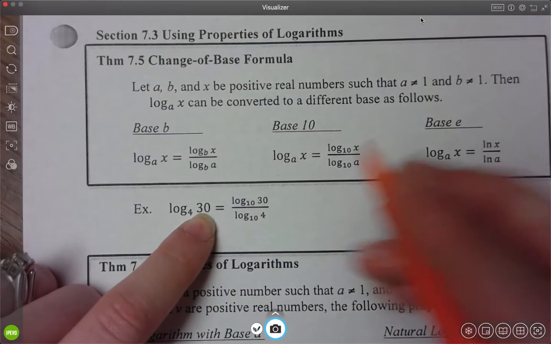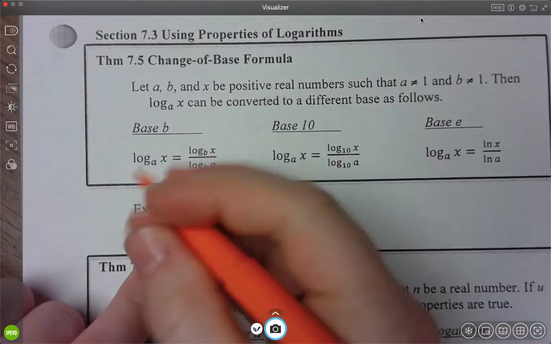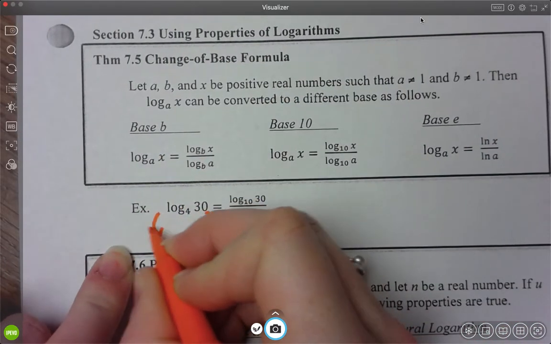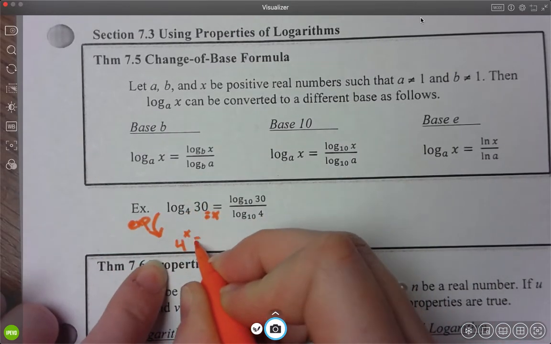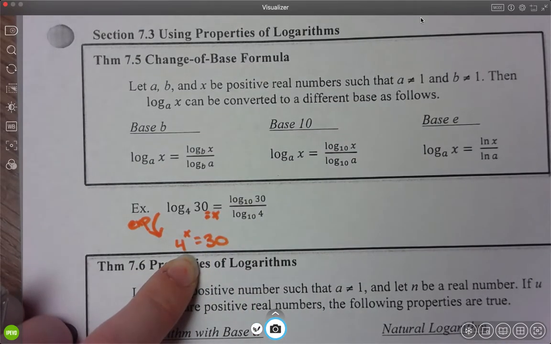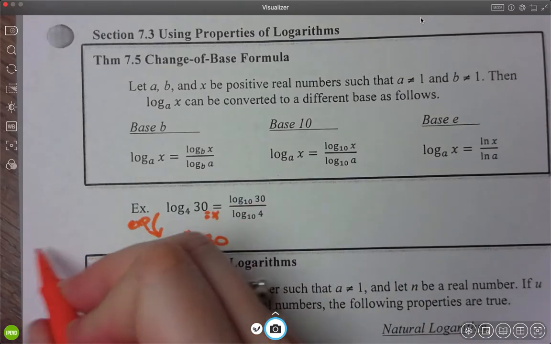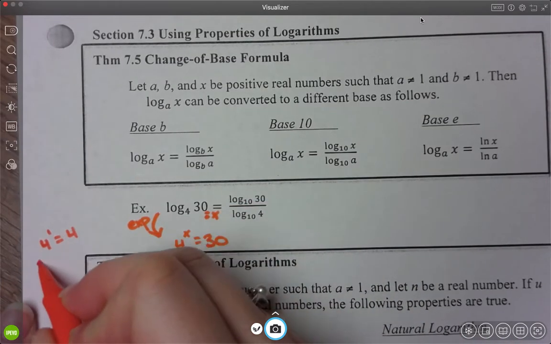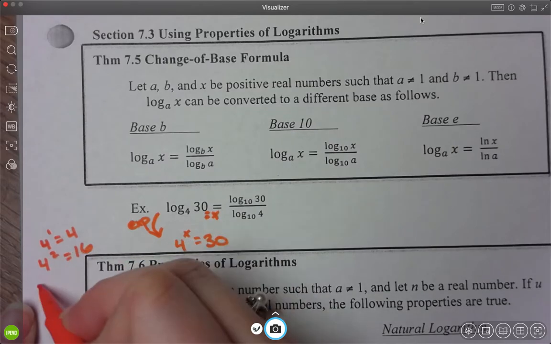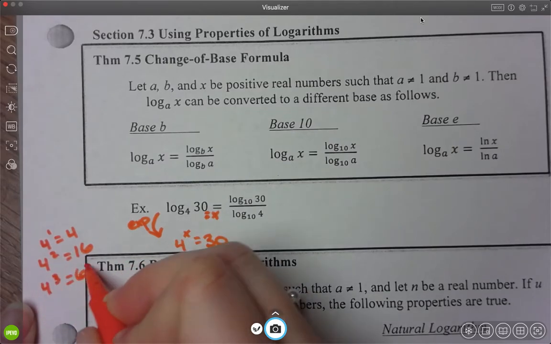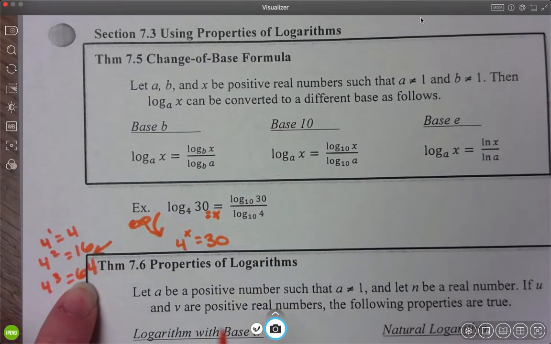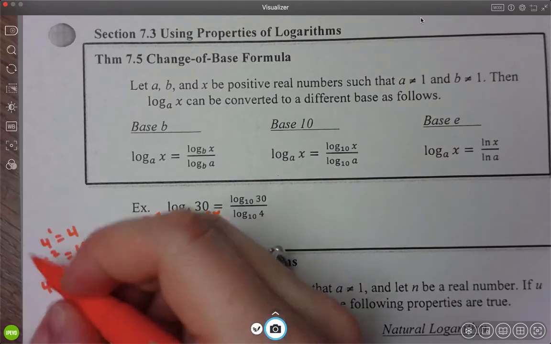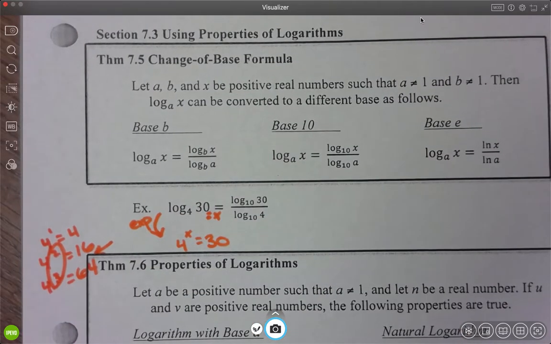Really what this is saying, if I set this equal to x and write that as an exponential function, it will look like 4 to the x power equals 30. So it's like saying, how many times do I have to multiply 4 by itself to get 30? Well, 4 to the first power is 4. 4 to the second power is 16. 4 to the third power is 64. But it will never hit 30 exactly on the nose. 30 is going to live somewhere in between those two. So I'm going to get a decimal number that's somewhere between 2 and 3, okay?